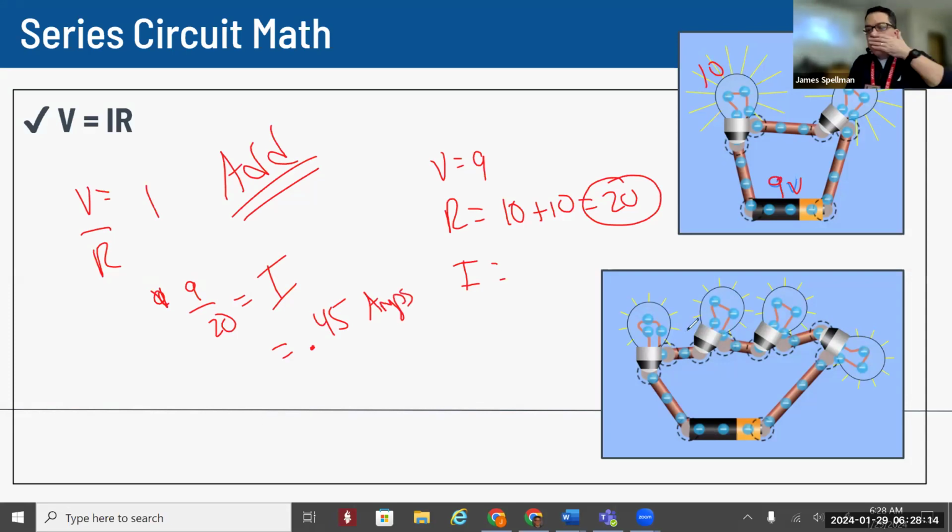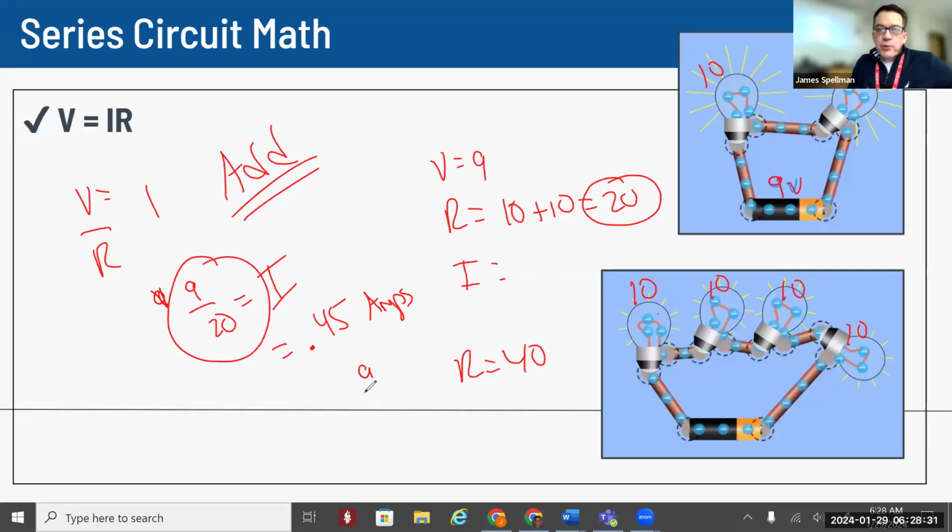Right. We had 4 bulbs in a row. We would think about it the same way. Again, each of these is 10, so we would end up adding all of that up. So obviously it would double. The resistance now, instead of being 20, would be 40. We do the math the same way, except now we do 9 divided by 40, and then that number is going to end up being half of what it was, which is going to be 0.22 amps. And you can see that this number is half as big as this number.